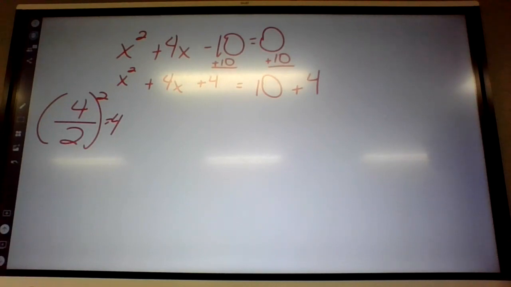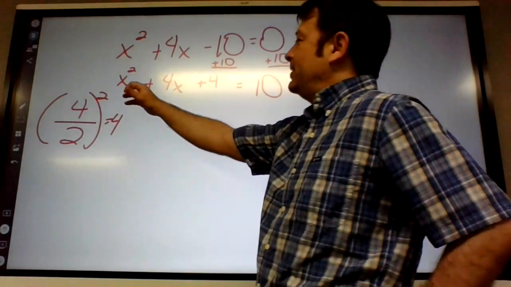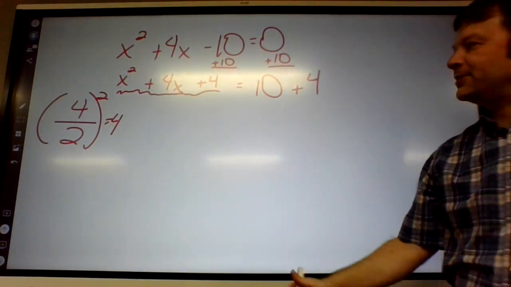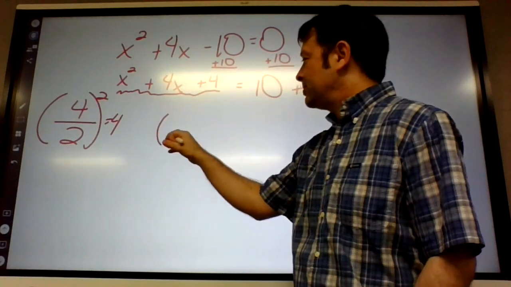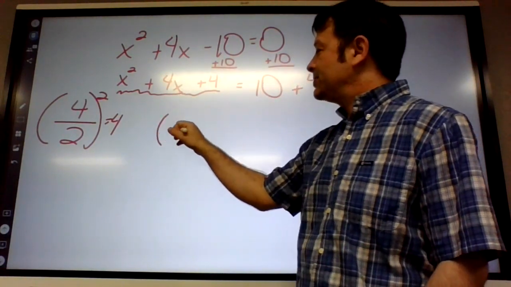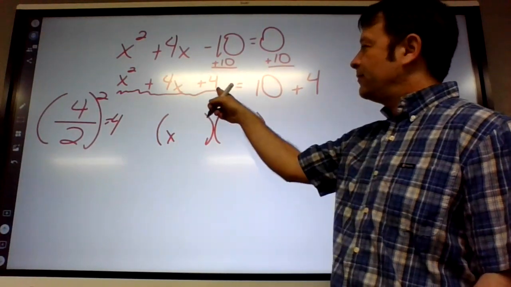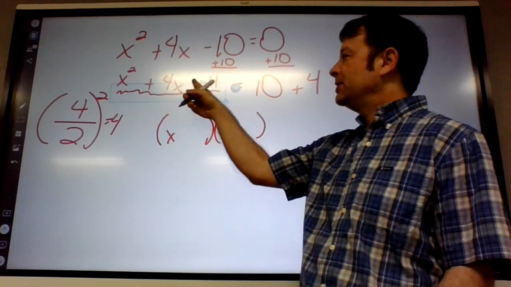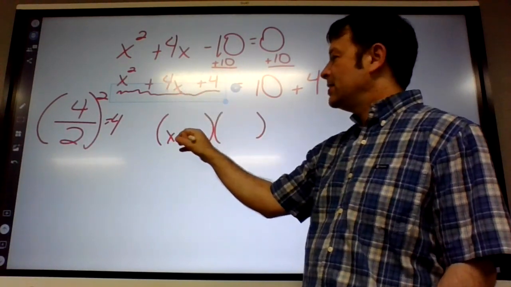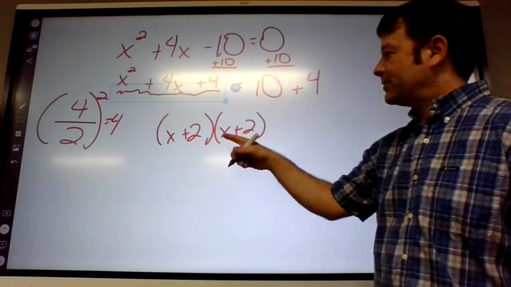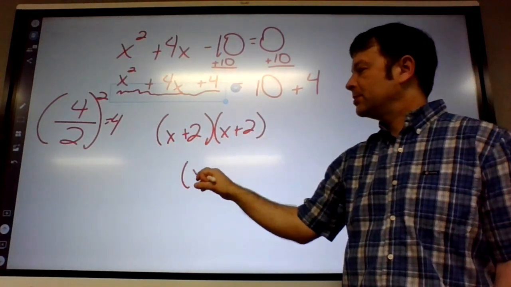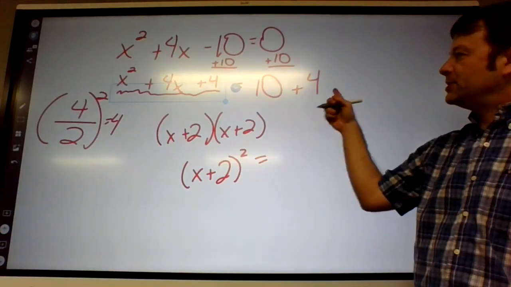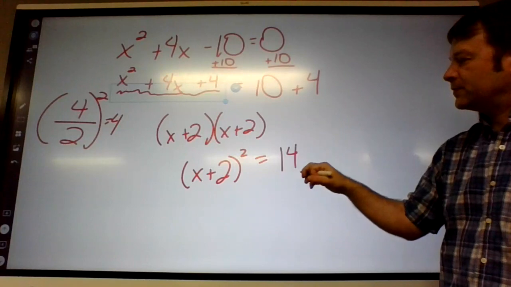Okay, why would we do that? Well, because right now, this thing factors perfectly. Not only does it factor, it's what you would call a perfect square. What multiplies into 4 that would add up to 4? 2 and 2. 2 times 2 is 4, 2 plus 2 is 4. So not only does it factor perfectly, it's x plus 2 squared. And then on the right side we just have 10 plus 4, which is 14.